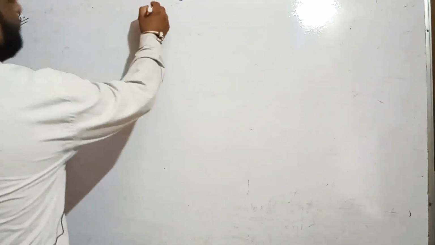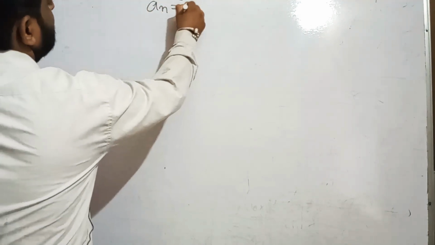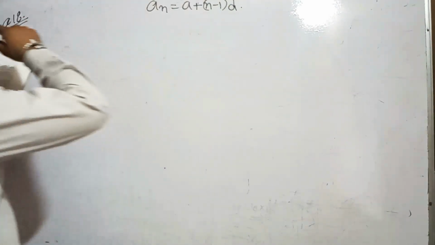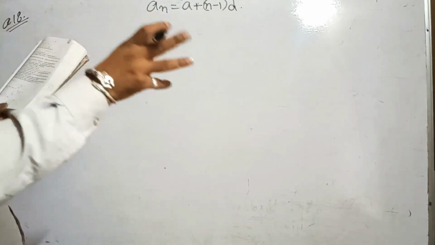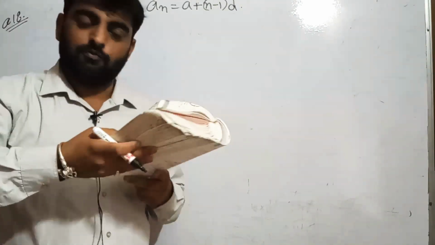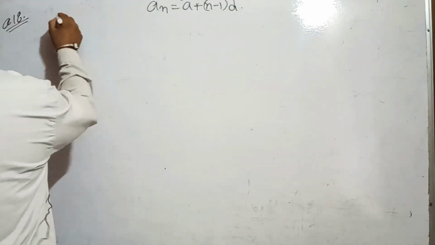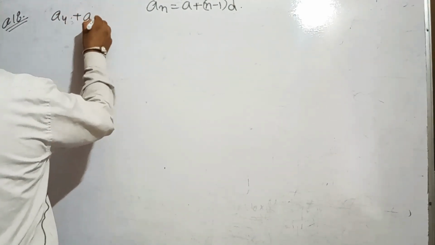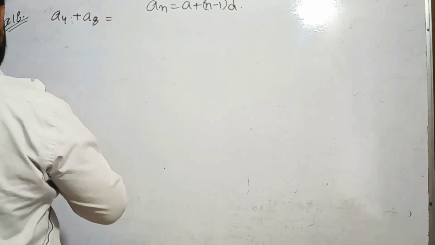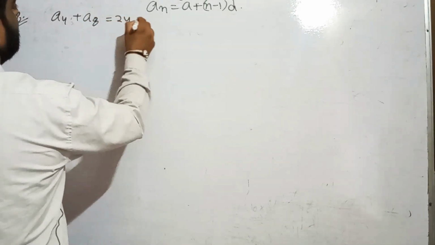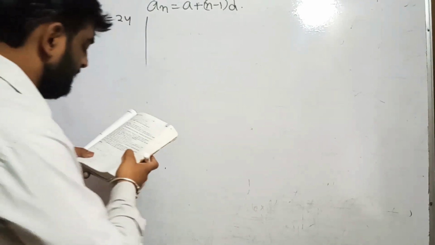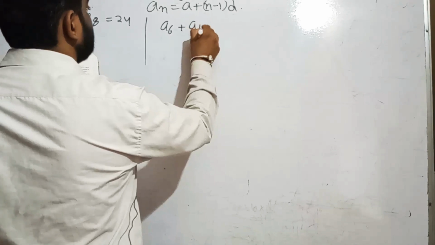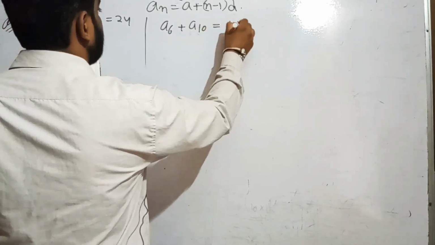So the nth term of an AP is described over here, that is an equals a plus (n minus 1) into d, students. Now the sum of the fourth and eighth term of an AP is 24. The fourth term is written as a4 and the eighth term is written as a8, and a4 plus a8 equals 24. This is equation number 1. And the sum of the sixth term, a6, and the tenth term, a10, equals 44.